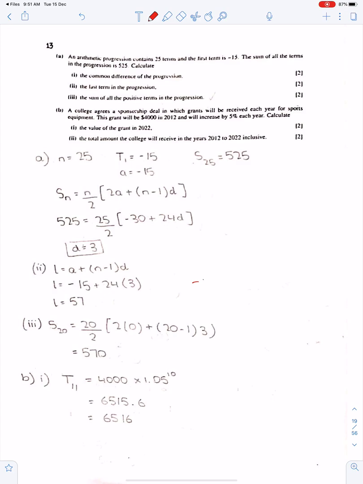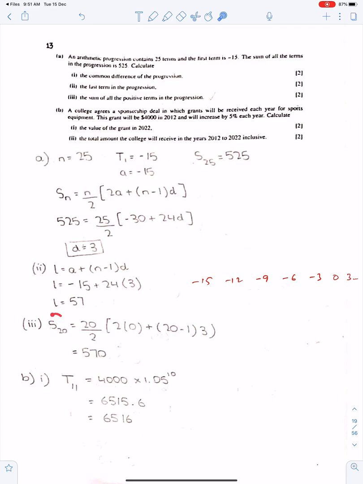See, the first term is minus 15. The second will be, according to d, minus 12. Then the next one will be minus 9, minus 6, minus 3. So there are 5 negative terms. And the next term is 0 and the next term will be 3 and so on. So there are 5 terms which are negative. That means there will be 20 terms which are positive.